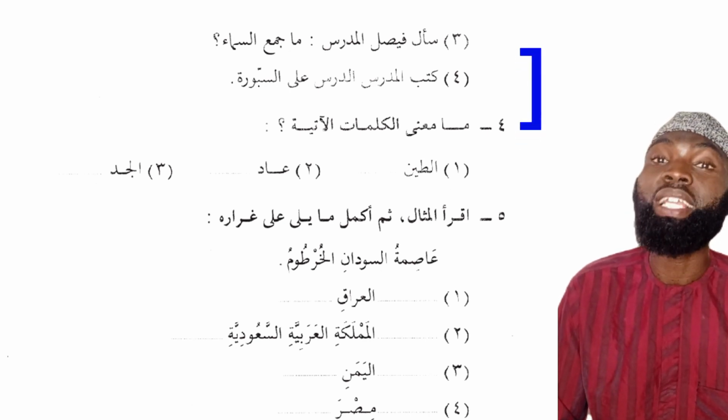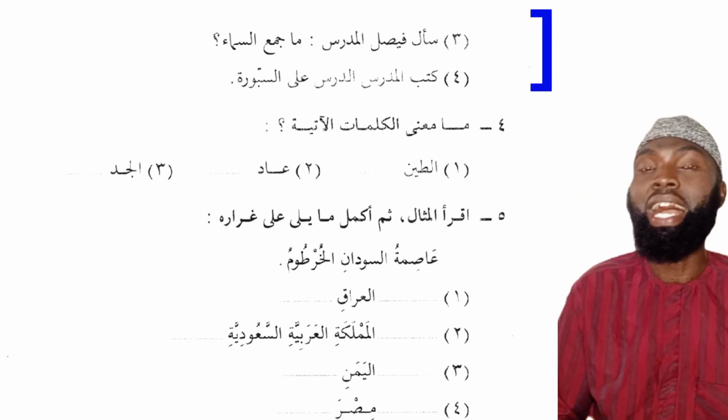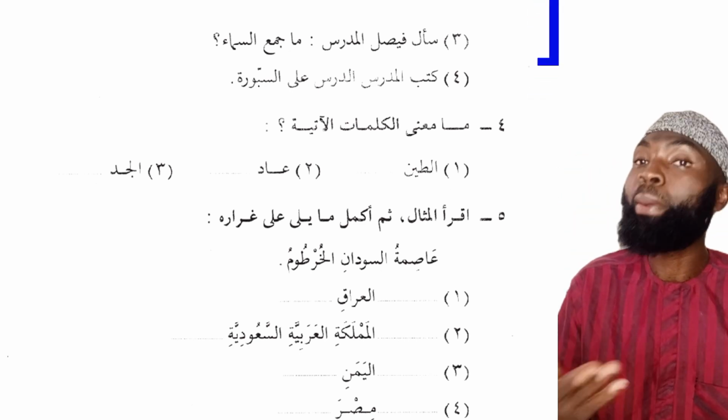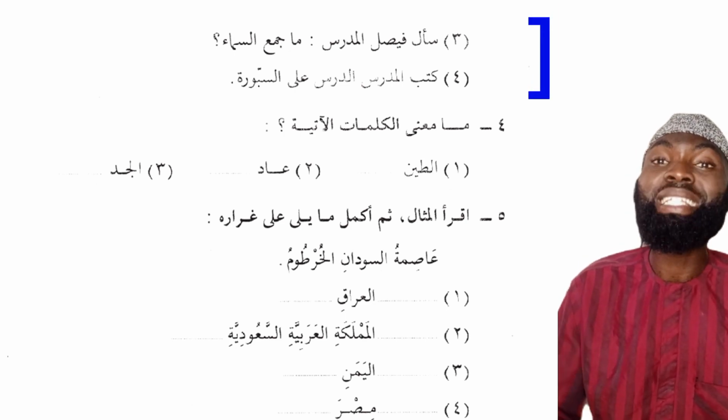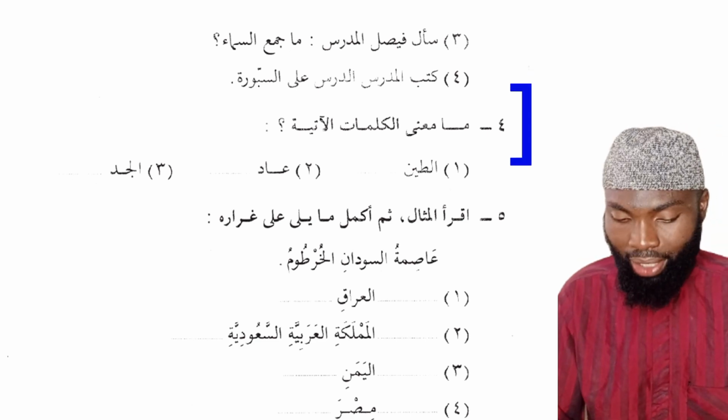The first one is atin. What is atin? Atin is dust mixed with water. A dust mixed with water. Number 2, we have Ada. Al-Jadd means the father of the father and the father of the mother.